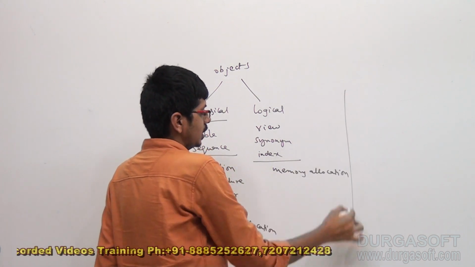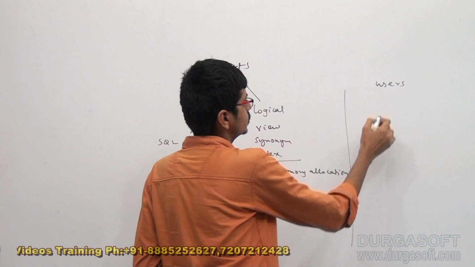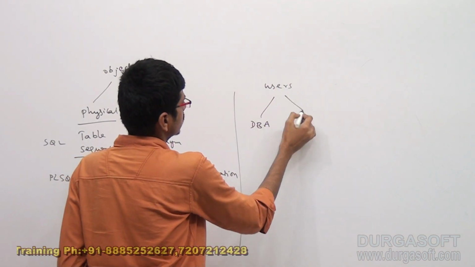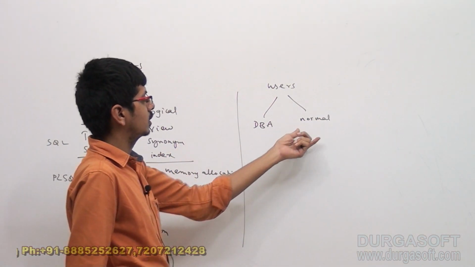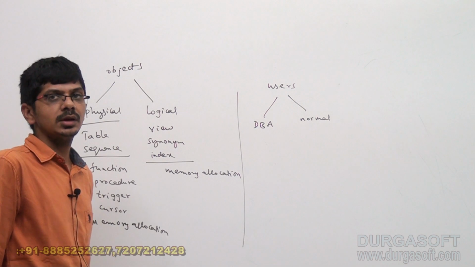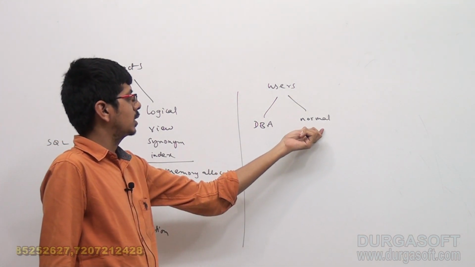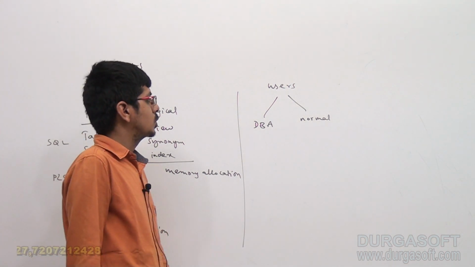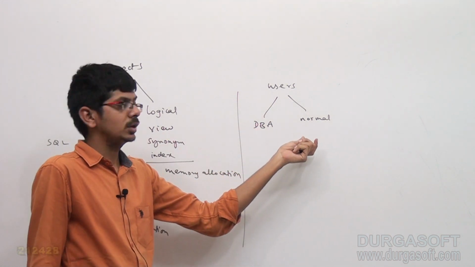And other side we have types of users. Okay, so types of users, there are two types of users. One is a DBA user, another is a normal user. A user is an account. User is a database account which holds these objects.